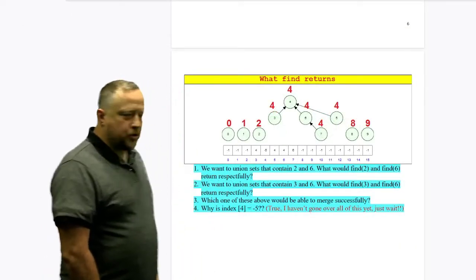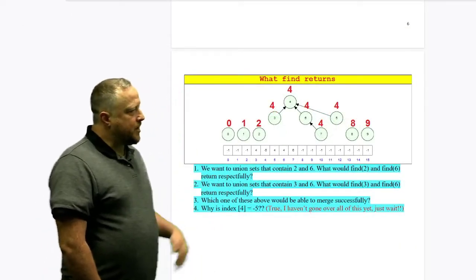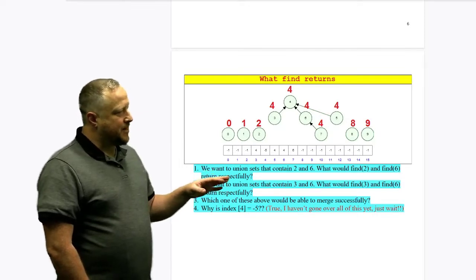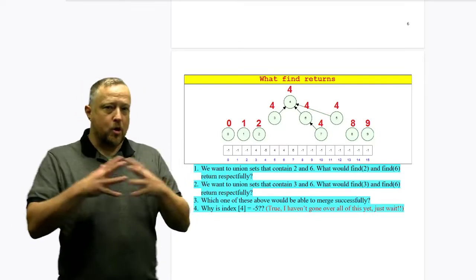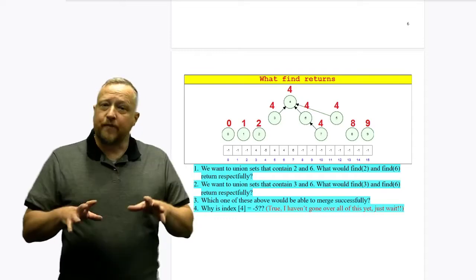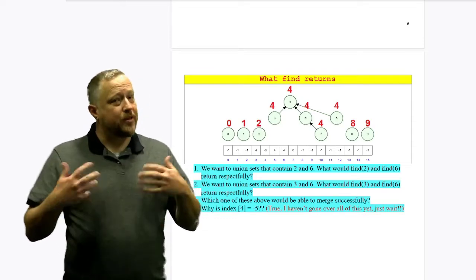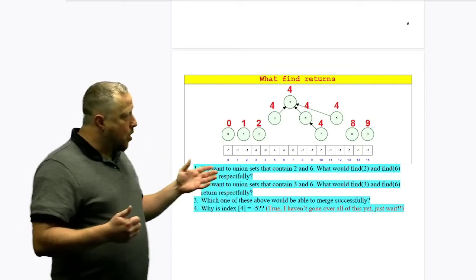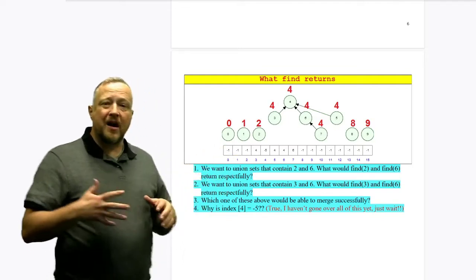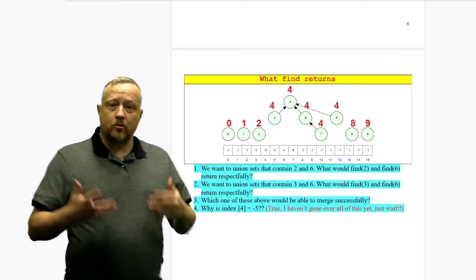Let's do part 1, shall we? So first it says we want the union of sets that contain 2 and 6. We want to merge those two together. But we first got to do the find to double check to make sure that we're able to do that without creating a cycle. So what would find 2 and find 6 return respectively?